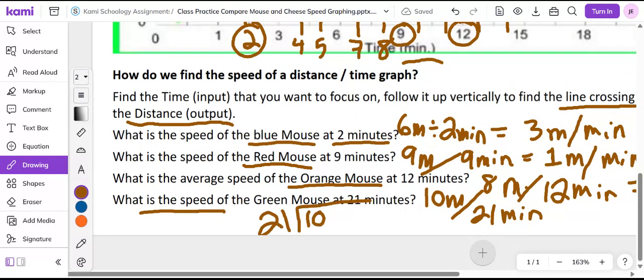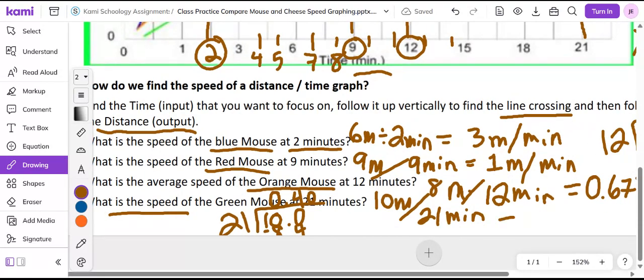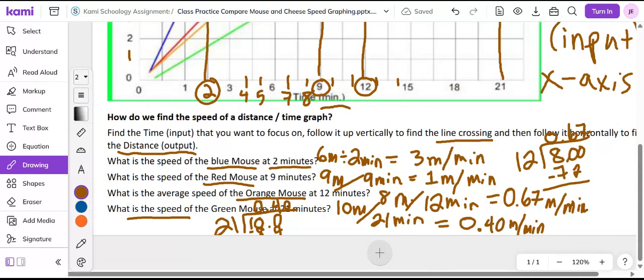10 divided by 21. So 21 goes into 10 0 times. 21 goes into 100. Well, if it was 20, it would be 5. So it's going to be a little bit less than that. So it's 4. 4 times 21 is going to give us 84. So we're going to estimate that. Looks like it's going to be 0.40 rounded. So this is equal to less than half of a meter per minute.